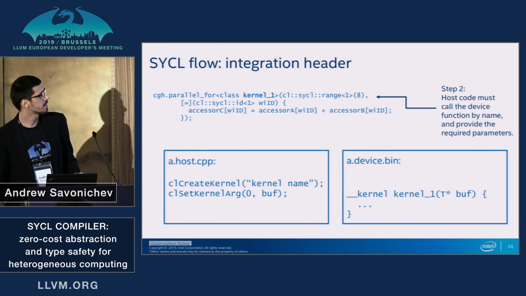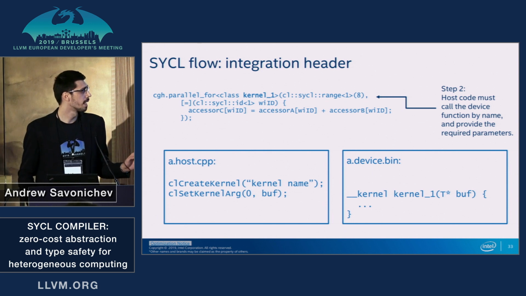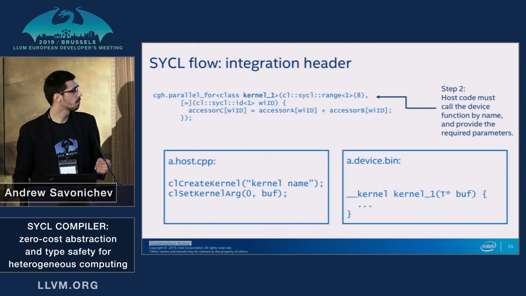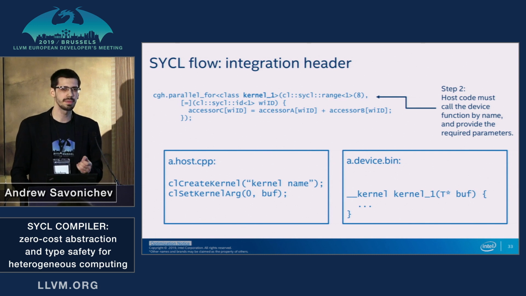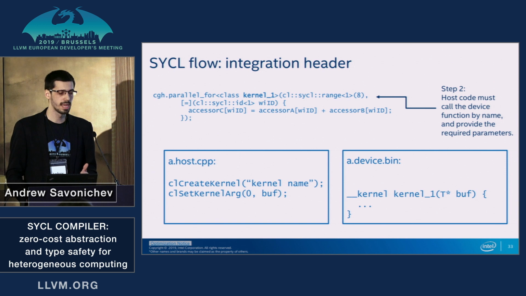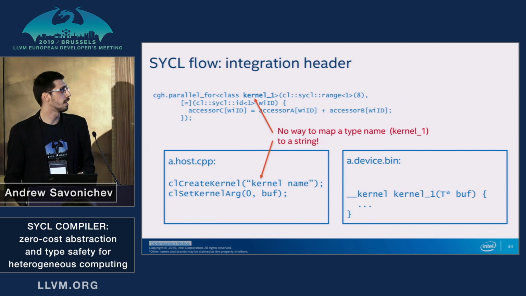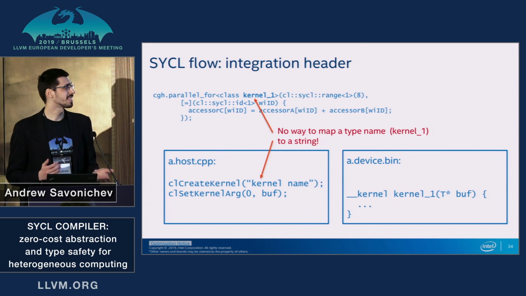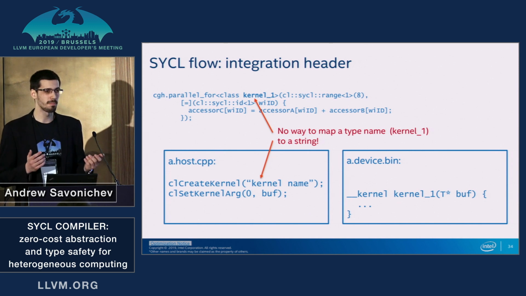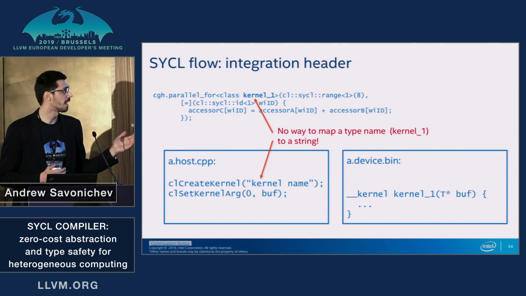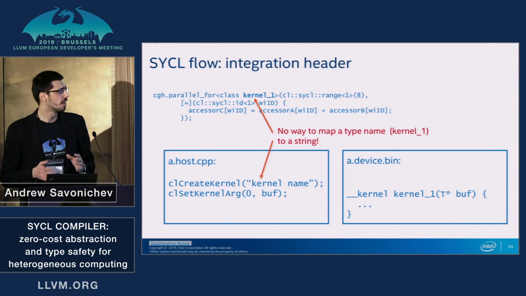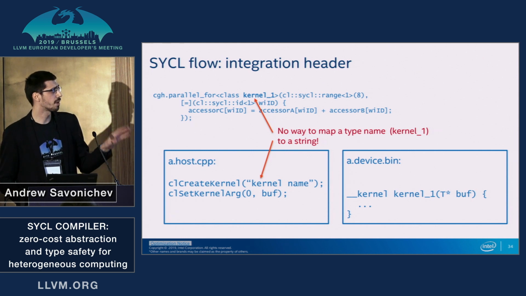Actually, these accessors are captured by the lambda. They make their way to the kernel parameters, so we need to get these accessors from the lambda and set them as arguments. The kernel name problem is that the kernel name is specified by a user-defined class, and in C++, you cannot get a C string from a type. You just cannot convert kernel1 to a C string because it's a type. We don't have static reflection in C++ yet. But anyway, there are non-portable things that we can use, so that's not a major problem.